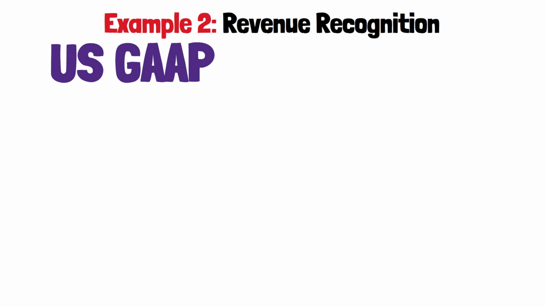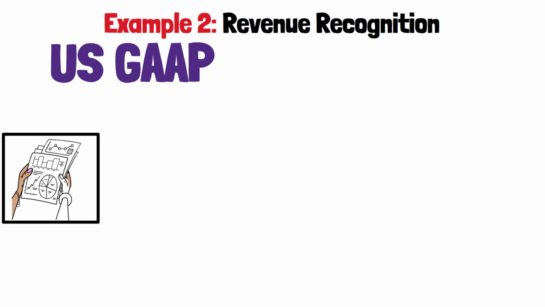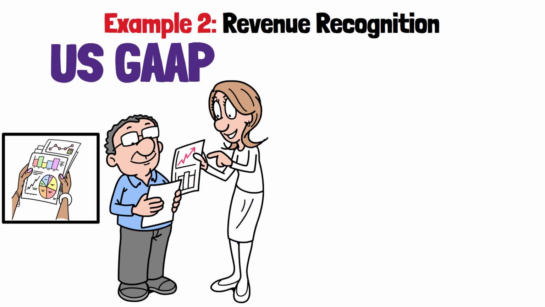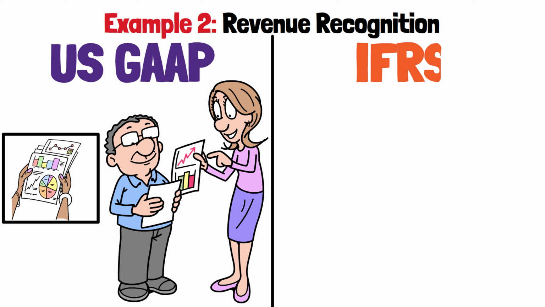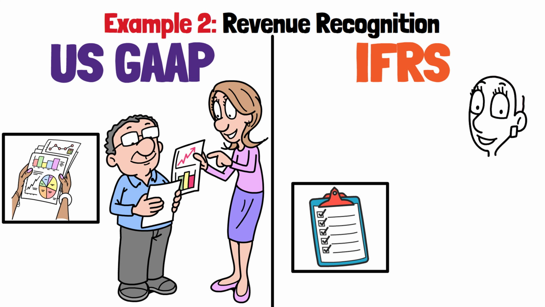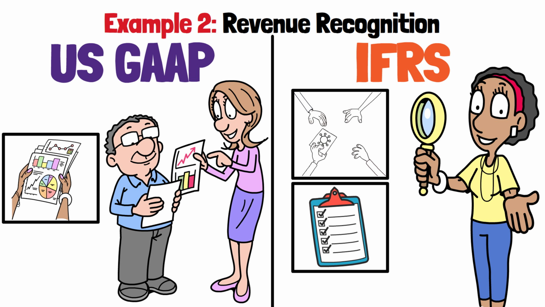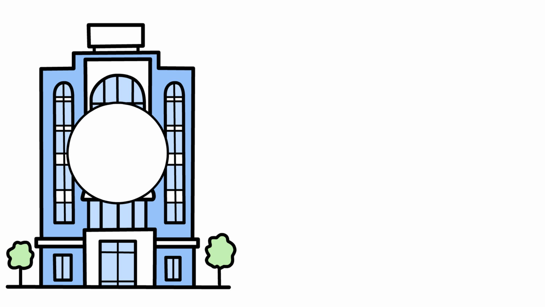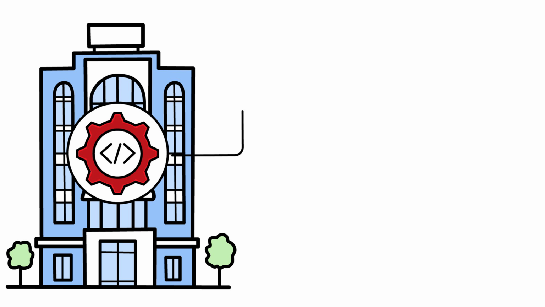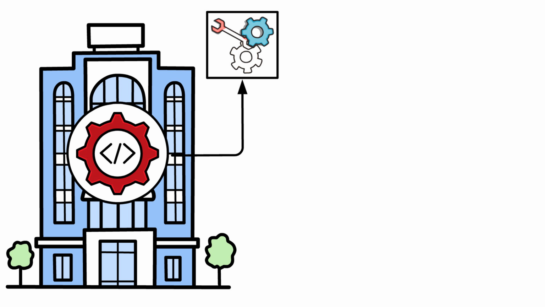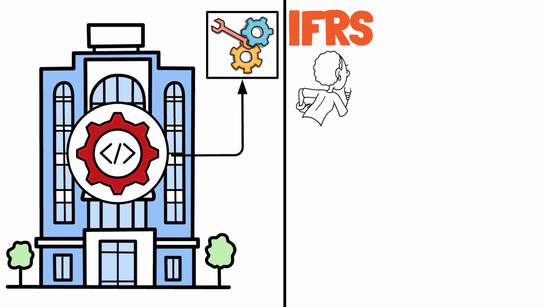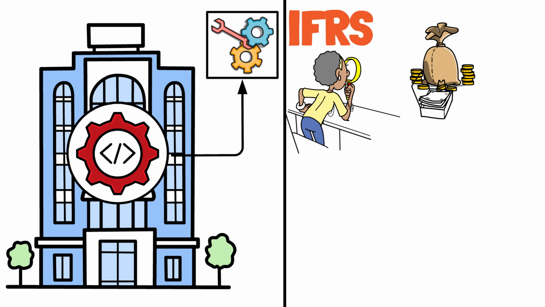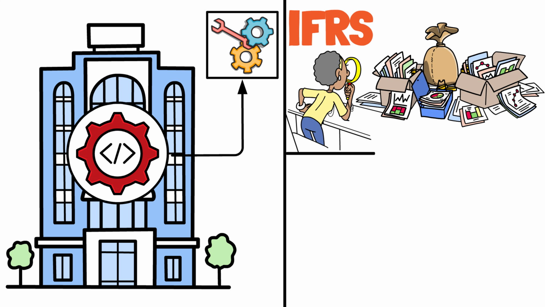Example number 2. Revenue recognition. US GAAP provides very detailed step-by-step guidance on revenue recognition. IFRS also follows a 5-step model, but allows more professional judgment. For example, if a company sells a product with future services included, like software with maintenance, IFRS may allow earlier revenue recognition if the value can be reliably measured.